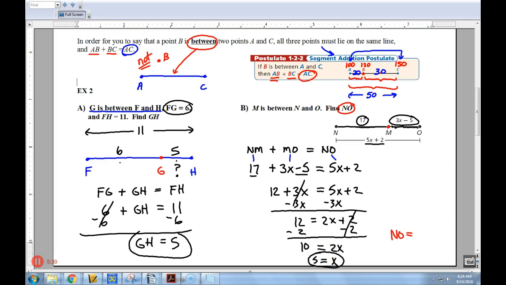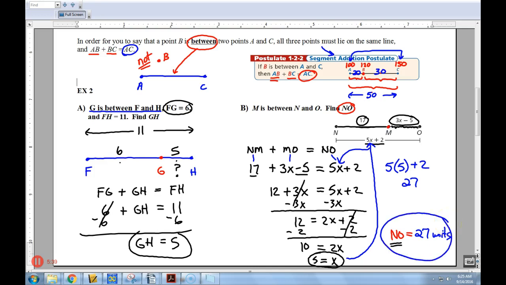On a multiple choice test, they may have one of the answers as 5, but the ultimate answer is, how long is NO? So what I'm going to do now is take this 5 and substitute it back in, either here or here if you want to, because that's the true distance of NO. So basically it's 5 times, I now know what x is, 5 times 5 plus 2, which is 27. And they don't tell me if this problem is inches or feet or whatever, so I could put units, but I'm not really going to worry about that. The answer mainly is 27. That's what I'm worried about.